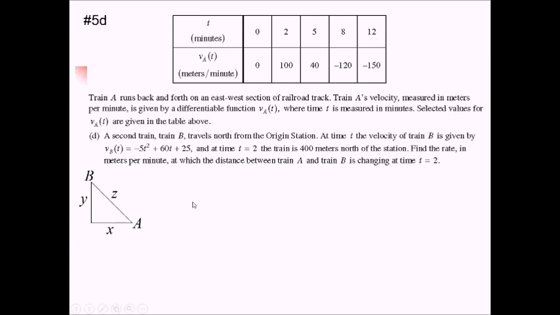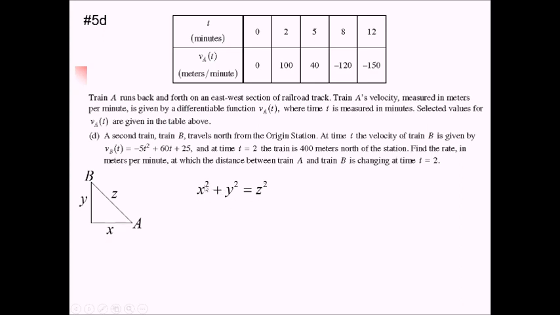So I need to start with a formula that ties all of these rates of change together, and then take the derivative of everything with respect to time. So implicitly differentiate, as it were. Well, the formula that ties all of these distances together is going to be the Pythagorean theorem, x squared plus y squared equals z squared in this case. So now I'm going to take the derivative of all of this with respect to time.